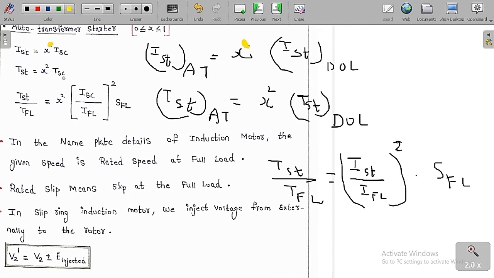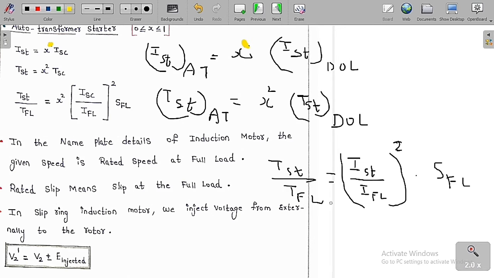But here in the torque it is X square. So now we have to replace whatever the starting current through auto transformer is equal to X times the starting current of DOL. So if you take X outside, we are going to get X square. So this is a small correction. This is not X square. This is X. So starting current through auto transformer is equal to X times the starting current through DOL. Similarly, the starting torque through auto transformer is equal to X square times the starting torque of DOL.